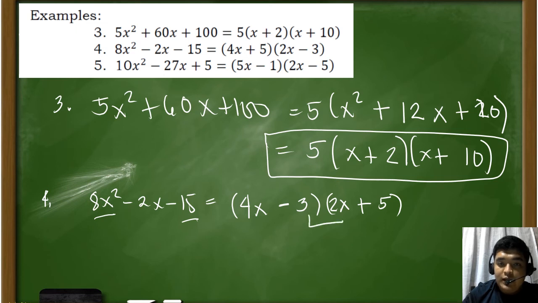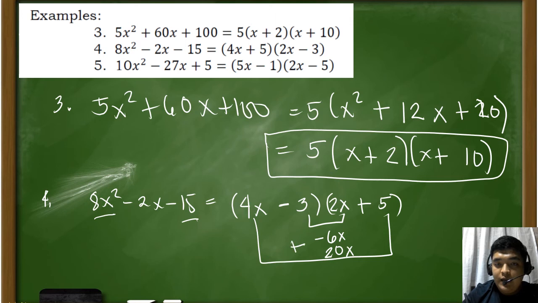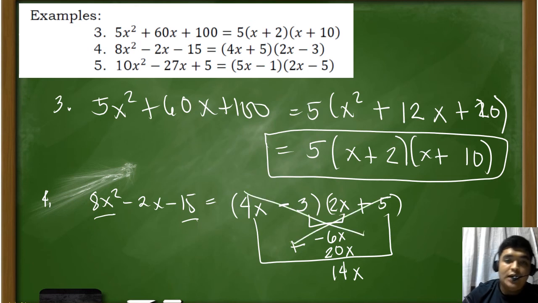Negative 3 times 2x is negative 6x. And 4x times 5 is 20x. Adding them, that is 14x. So this combination is wrong, because the result should be negative 2x.